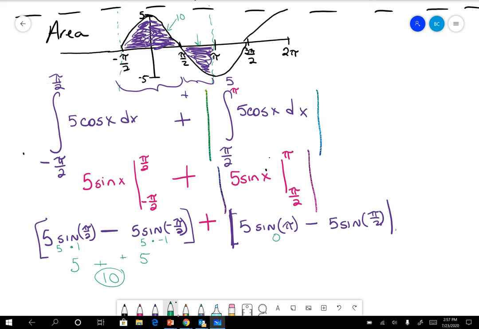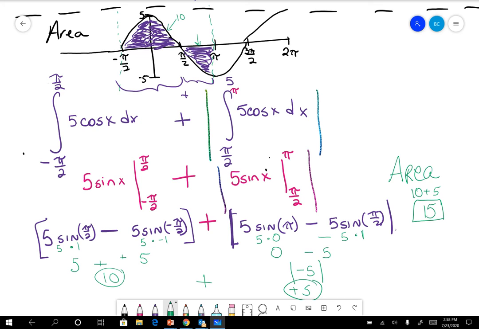Okay, so sine of pi is 0. 0 times 5 is 0. Sine of pi over 2 is 1. So this is 0 minus 5. So this is negative 5. We're going to do the absolute value, so it's going to be a positive 5. Which is what we guessed. And so when I add these two together, I get the actual area, which is 10 plus 5, which is 15.